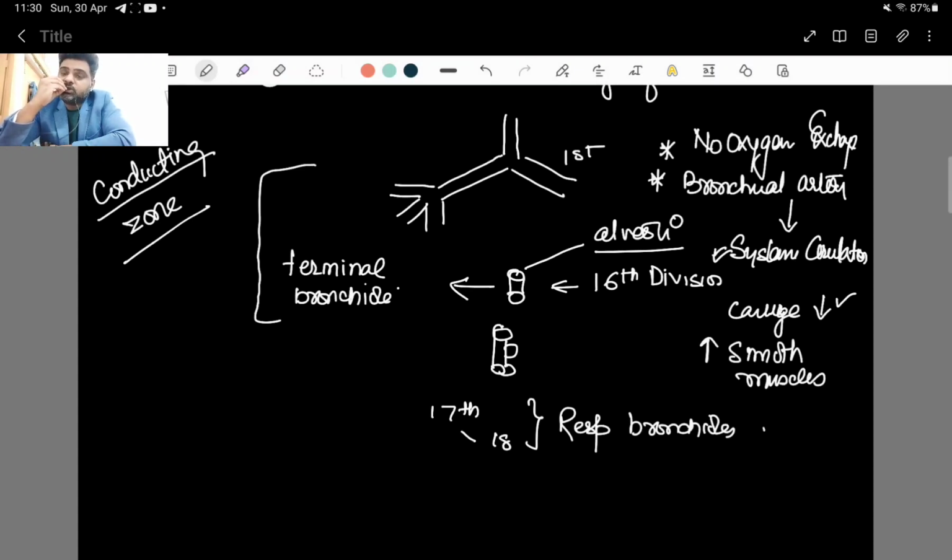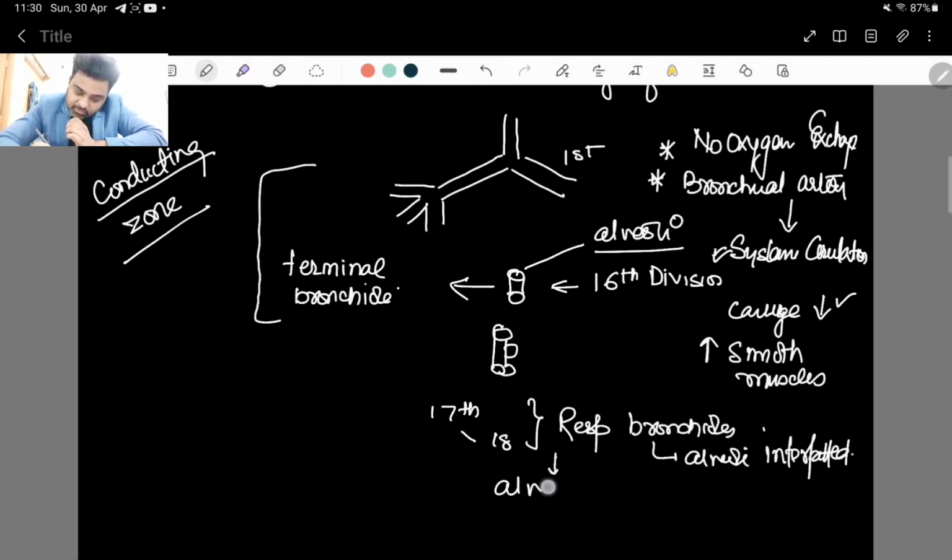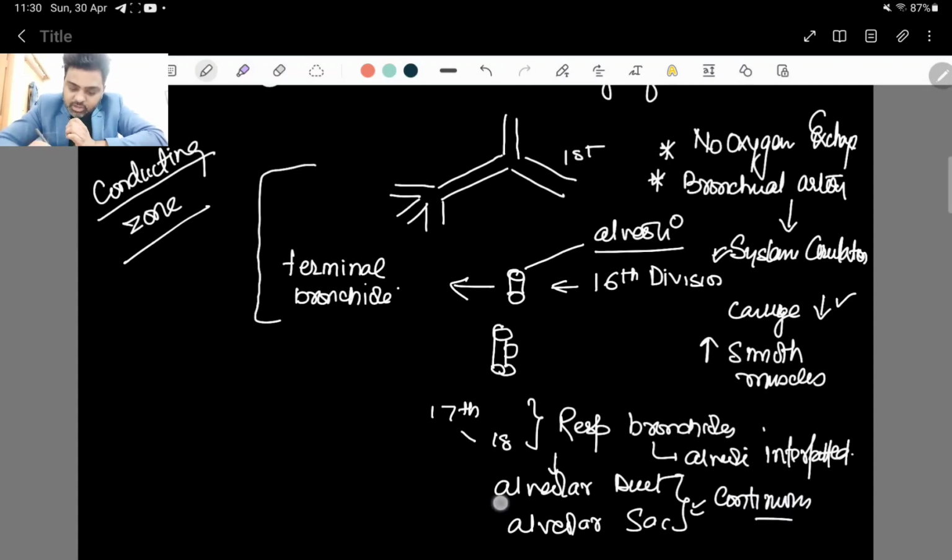Whereas what is the respiratory bronchiole? It is the most proximal or the largest bronchiole which contains alveoli. But please remember, in respiratory bronchioles the alveoli are present in an interrupted form, not in a continuous form. Then after the respiratory bronchiole we have the alveolar duct followed by the alveolar sac, and here alveoli are present in continuous form, whereas in the respiratory bronchioles the alveoli are present in interrupted form.